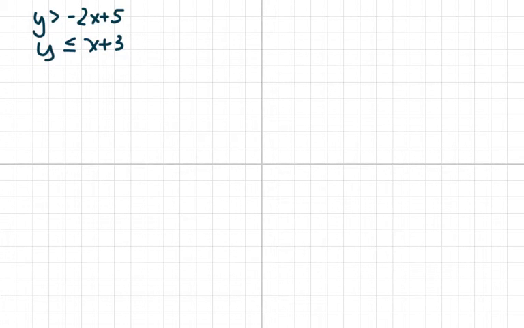The y-intercept is 5. So we have 1, 2, 3, 4, 5, and the slope is -2. So I'm going to go down 2 over 1, down 2 over 1, up 2 over 1, up 2 over 1. Now, since this is greater than and it doesn't have an equal, this is going to be a dashed line. So we're going to do a dashed line here.